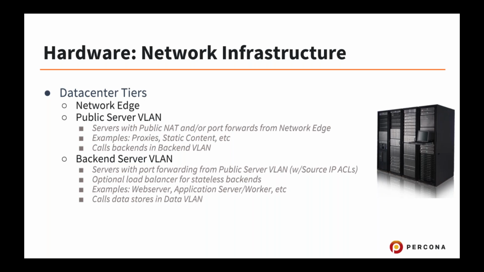Between those tiers, it's good to have load balancers and firewalls to your backend servers that are doing various jobs based on whatever your application is doing, web server, application server. And these servers wouldn't need to access the internet. So you'd put the web servers or application servers there, and they would just proxy the response through the public server VLANs.